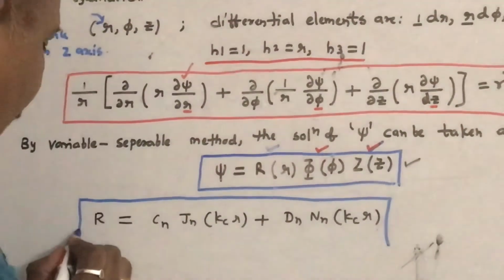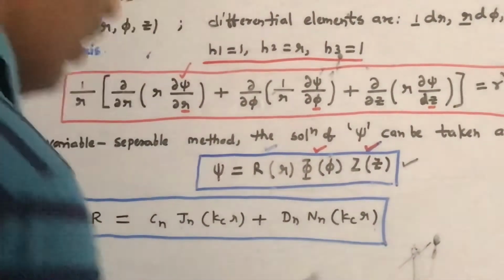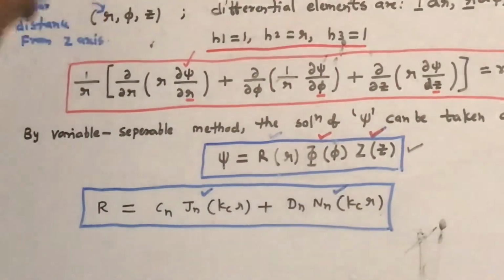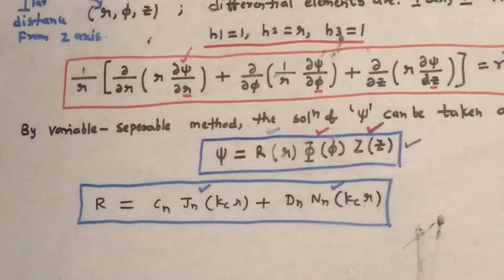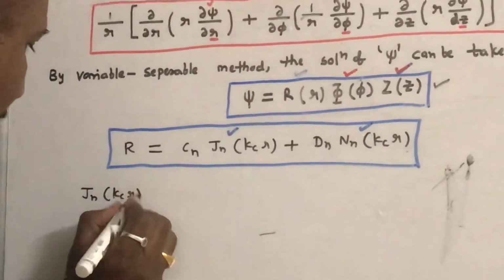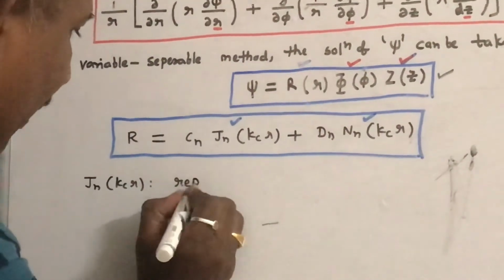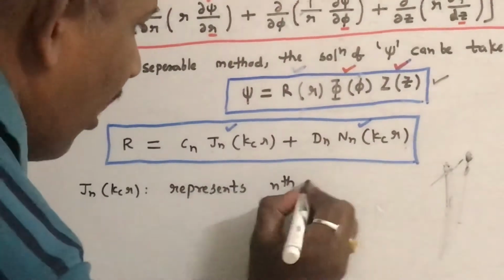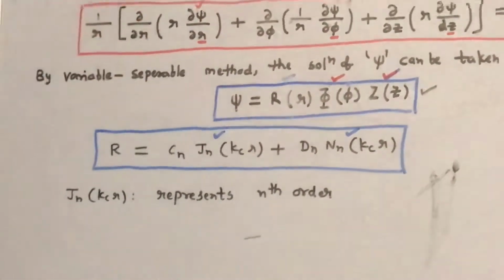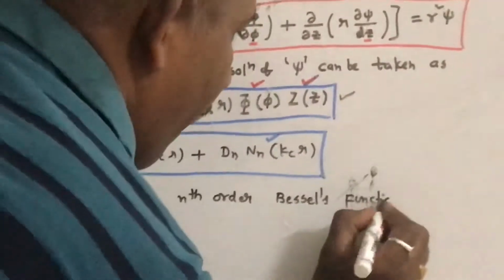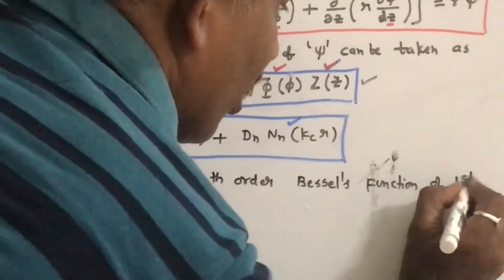Here, these terms are very important, so remember the definitions and word statements of these two terms. Here I write Jn of kc r. This term represents the nth order Bessel's function of first kind.